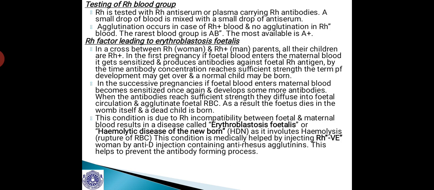Testing of Rh blood group. Rh is tested with Rh antiserum, or plasma carrying Rh antibodies. A small drop of blood is mixed with a small drop of antiserum, and agglutination occurs in case of Rh positive blood and no agglutination in Rh negative blood. The rarest blood group is AB, and the most available blood group is A positive.